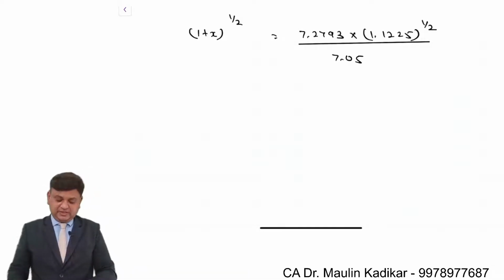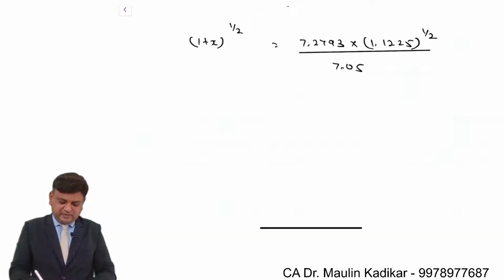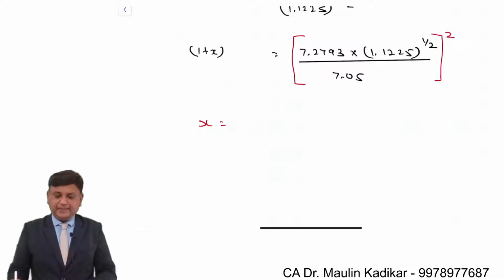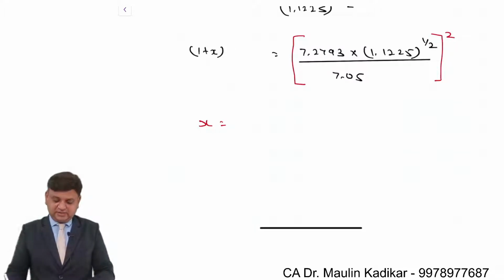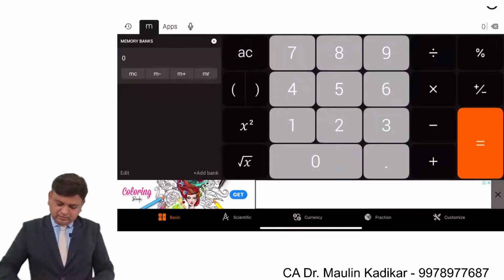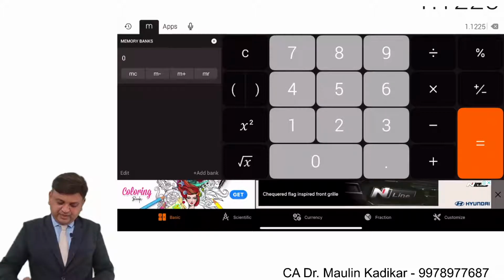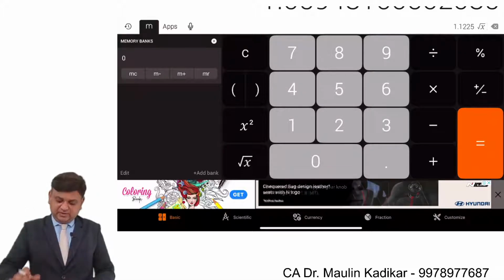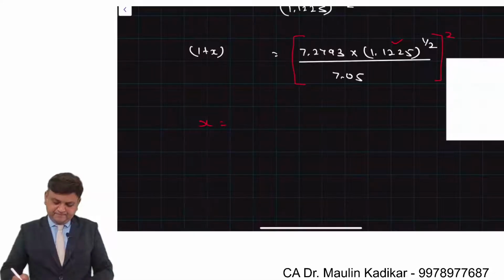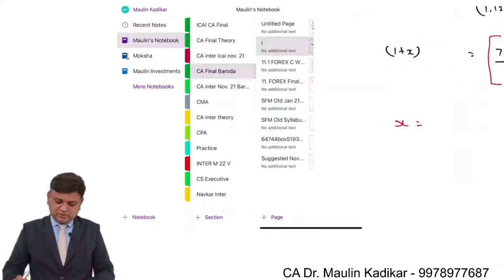That is the way we can compute the answer. Since it is raised to 1 by 2, it can be transferred to the opposite side and the whole can be raised to 2. This is what we can do. So x will be found as balancing figure. In that, we'll make the calculation like this: 1.1225 raised to 1 by 2. So we get the right hand side element into 7.2793.